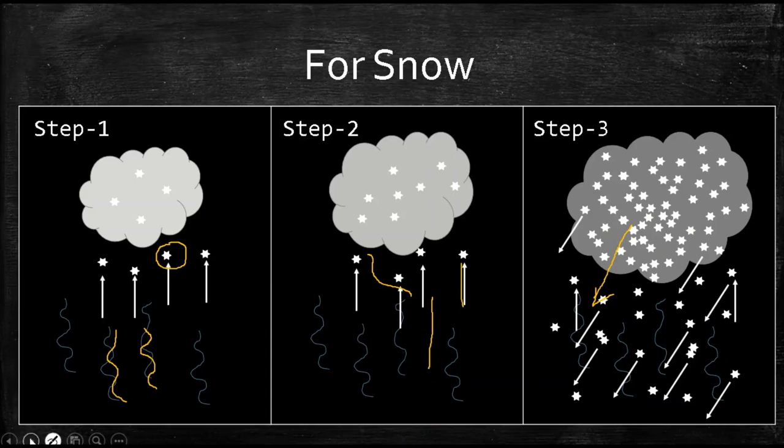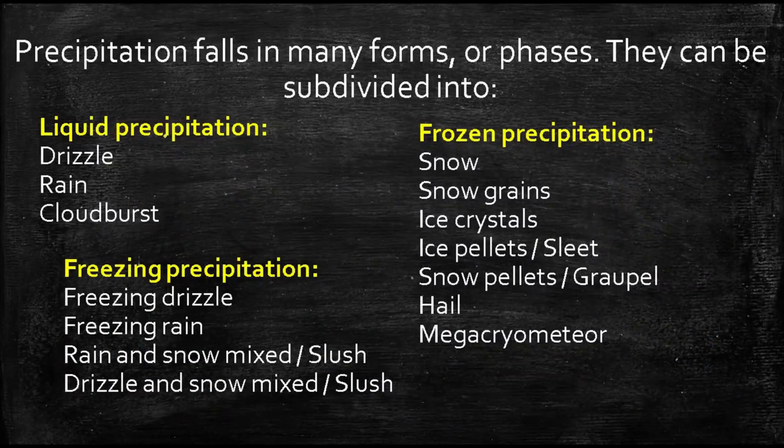So let's check the list of types of precipitation. This is liquid precipitation. It can be drizzle, rain, or cloudburst. Freezing precipitation and frozen precipitation. Freezing precipitation means from the sky they are falling in the form of rain only, but when they reach the ground level, they are either mixed, meaning rain and snow, or they are completely frozen. From the sky they fall like rain only, but as the ground temperature is very cold and freezing, the normal rain freezes. That makes it freezing precipitation or freezing rain.